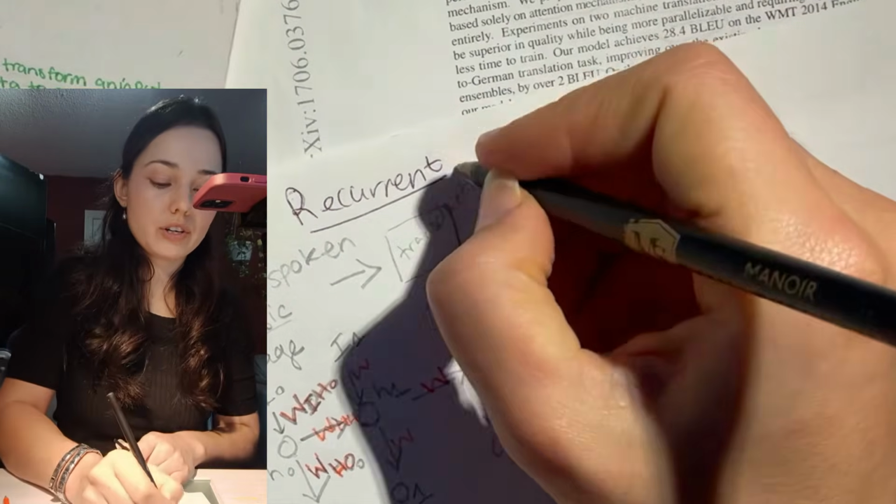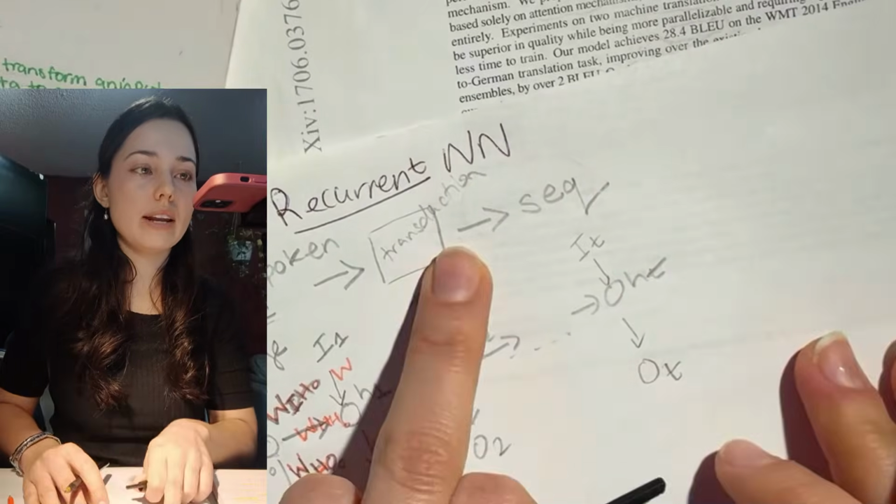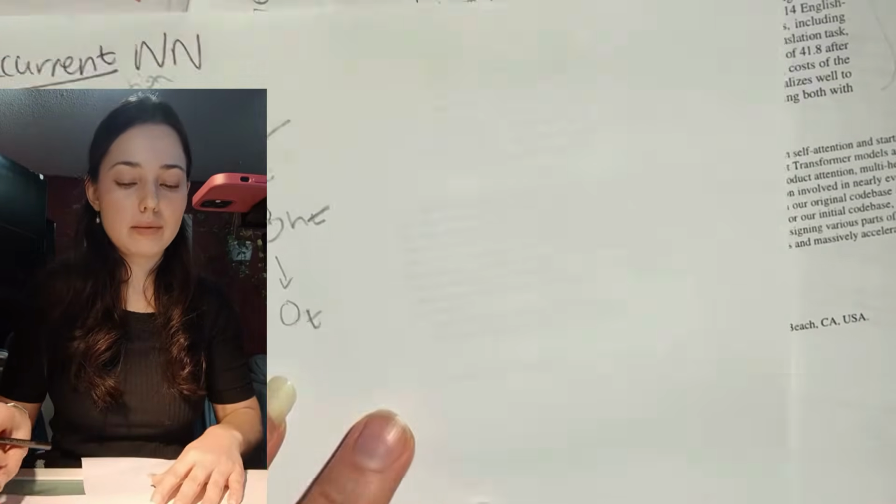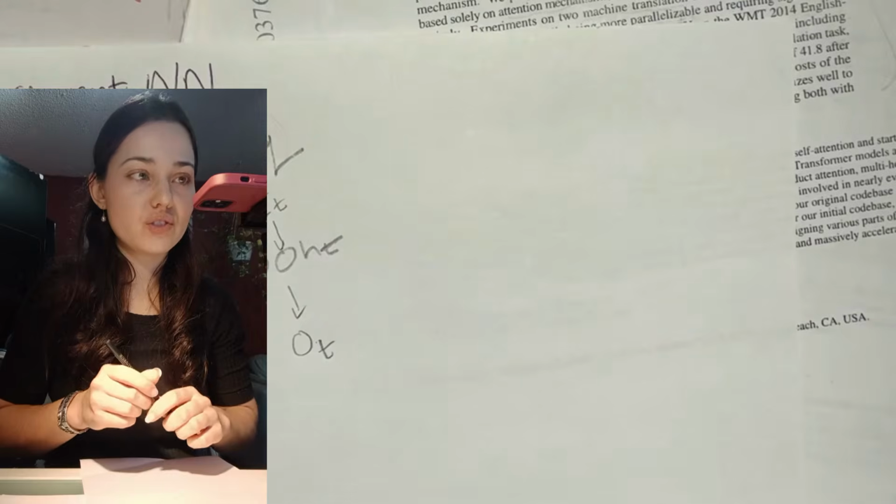That's your recurrent neural network. I'm going to use NN to represent neural network. And then we have convolution that they mentioned. So what is convolution?